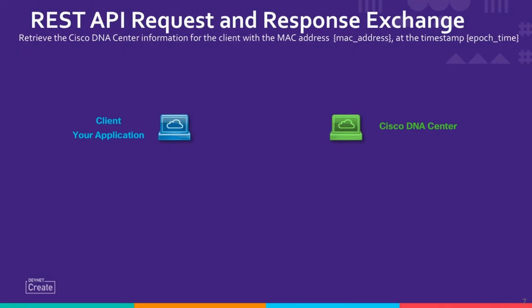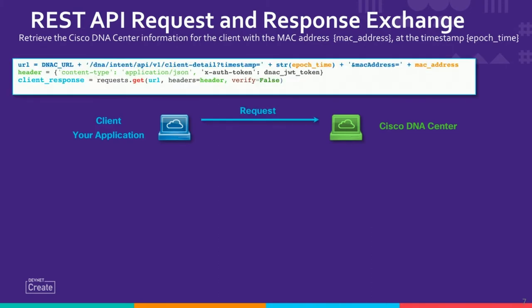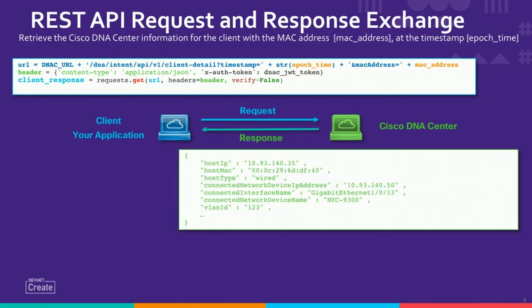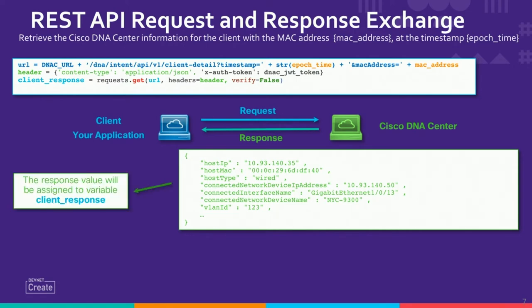As a summary for a REST API request to response exchange using Cisco DNA Center, here is an exchange for how to get client information, specifying the MAC address at a specific timestamp. The request will be sent from the client application. Cisco DNA Center will send the response and the status code. This response includes information regarding the IP address, the MAC address, the type of client, and the access information: to which switch, in this case, VLAN, and the interface the device is connected to. The response will be assigned to the client_response, parsed, and used in our workflow automation.